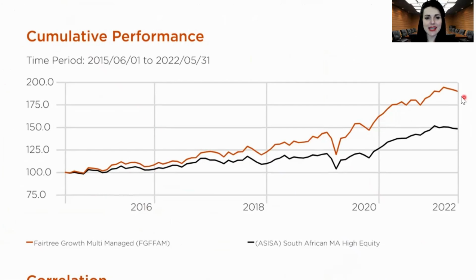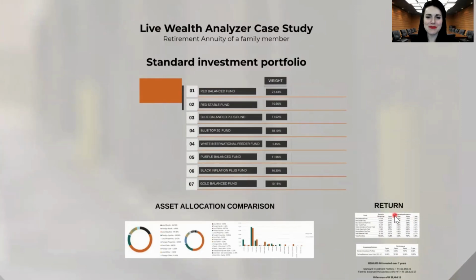Here we would see the return, once again benchmarking it against South African multi-asset high equity, being the grey line, and the orange line you can see is Fairtree's performance. Once again outperforming the benchmark significantly over a space of 7 years. So just imagine what being invested in this solution can do for you over a space of 20, 30 or 40 years. So the best time to start saving is really now.